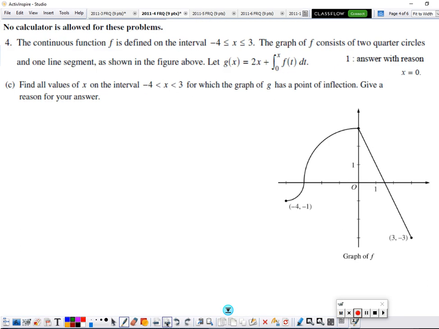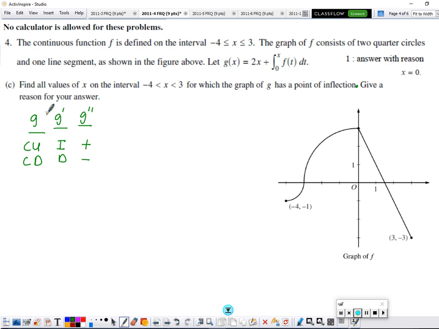Okay, C says find all values of x on intervals in which the graph of G has a point of inflection. Stop. Give a reason. So I just remember, G has a point of inflection. This is Gannig's chart. G has a point of inflection when G changes concavity. That happens when G prime changes from increase to decrease or vice versa, or G double prime would change positive to negative.